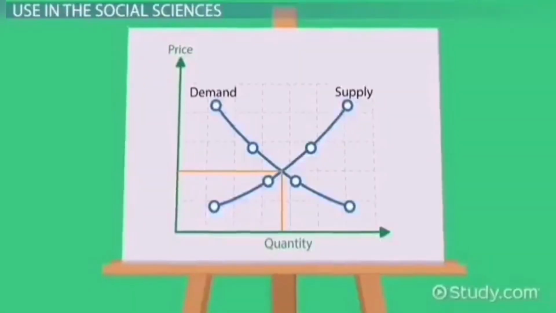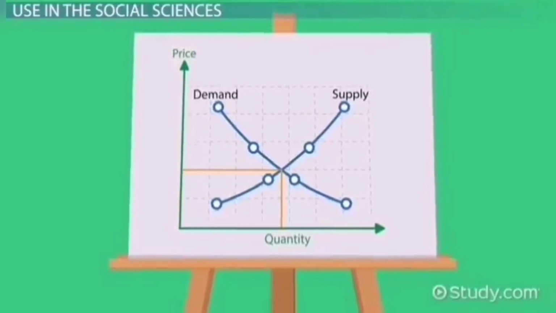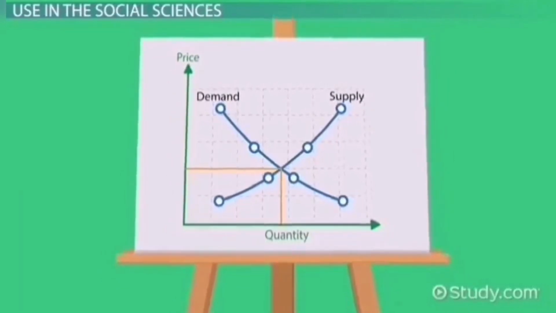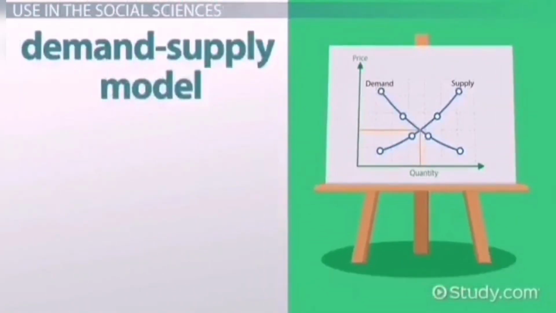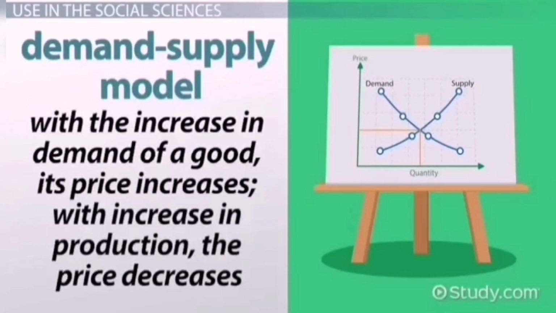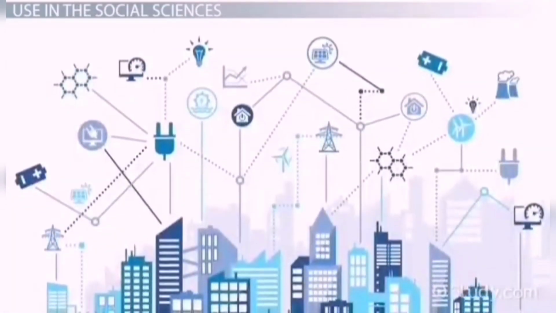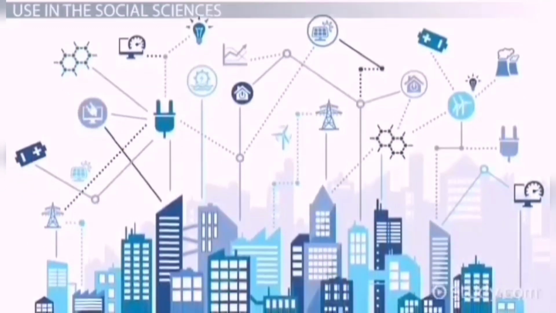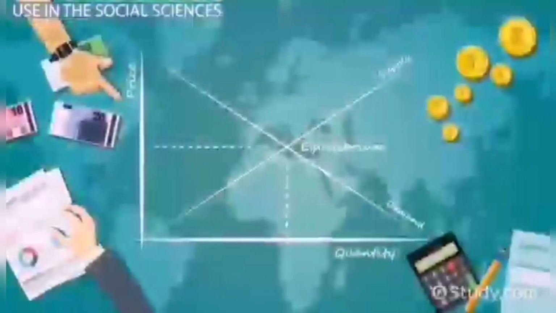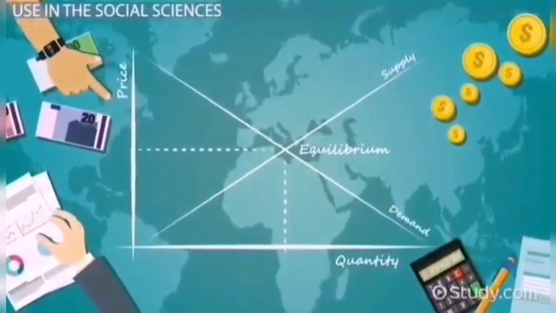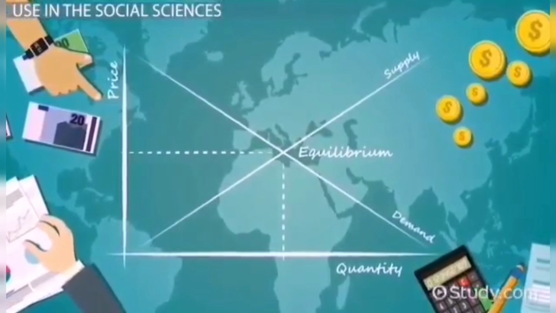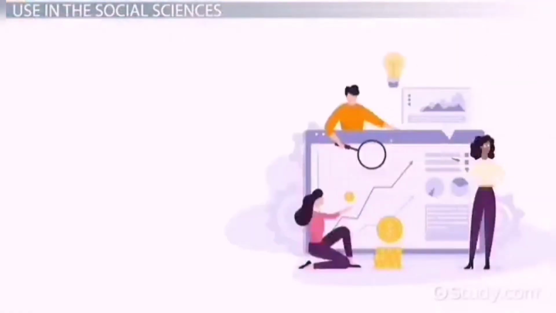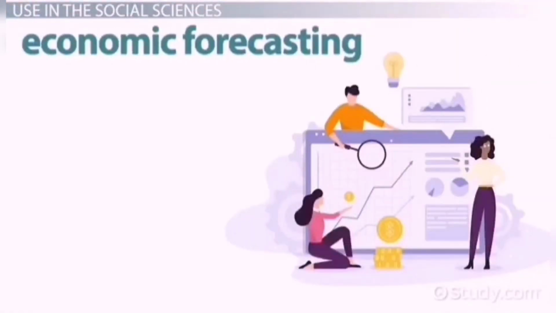The demand-supply model represents how the economy behaves with the change in demand and supply of goods. The demand-supply model states that with the increase in demand of a good, its price increases. With increase in production, the price decreases. The model can also reveal ways in which the economy is interconnected, i.e., how the change in price in one market affects other markets. It also helps to analyze the equilibrium state of the economy, which is the state at which demand equals supply. Mathematical models are also widely used in economic forecasting.